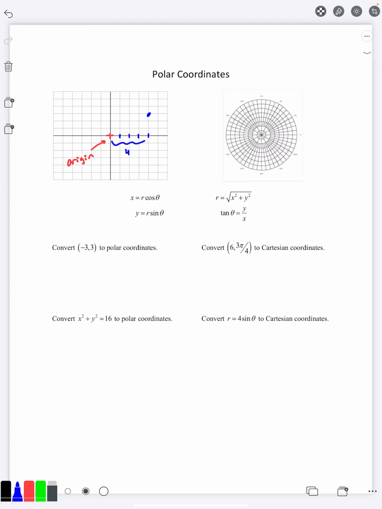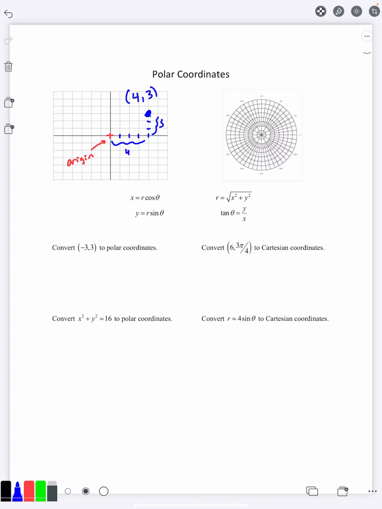Then how much am I going to move up or down? In this case, I moved 3 up. And then we describe this location, this point here, as (4, 3). And so by using this method, we can describe any point we want to by giving these two numbers here.